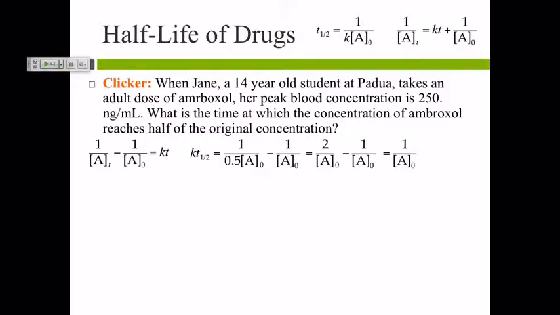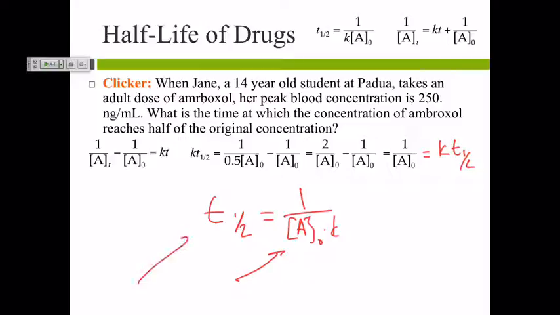So if we have this equation equals kT 1/2, we want to know what the half-life is. So we can just rearrange it. So T 1/2, we can divide both sides by k: 1 over the initial concentration times k. Is the half-life going to be different if we look at different concentrations? Why? Because if we change this number, that number is going to be different. Okay, everyone okay with that?